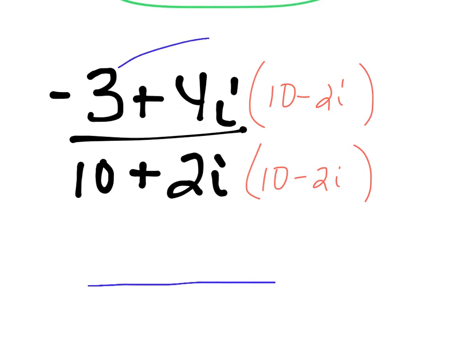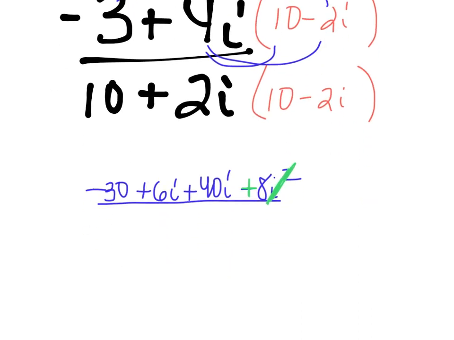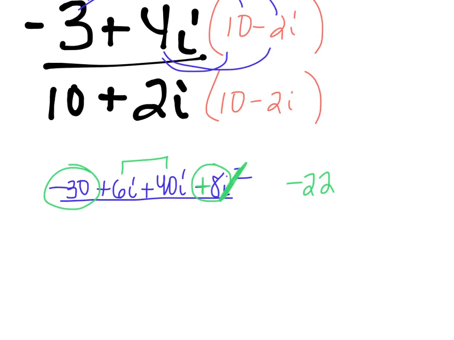Let's do our multiplication. What is negative 3 times 10? Negative 30. What is negative 3 times negative 2i? Good. What's 4i times 10? Plus 40i. And then what's 4i times negative 2i? Negative 8i squared. i squared equals negative 1. Cross off i squared and do what to 8? Change the sign. Good. So my reals are on the outside. Negative 30 plus 8, negative 22. And then what's 6i and 40i? Plus 46i. Perfect, guys.